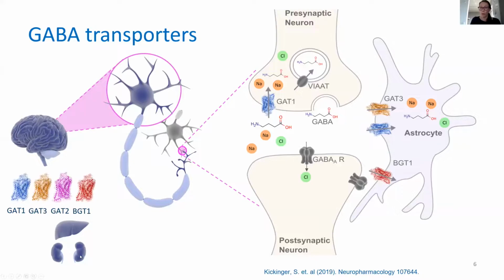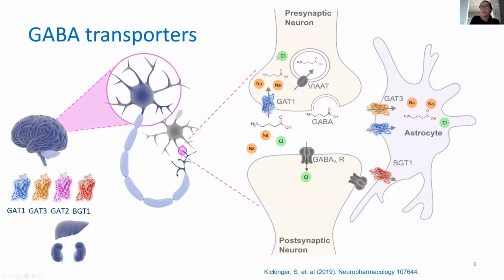When we want to look for the GABA transporters, we have to look at the synapse, so at the neurons and the synapse. The synapse is particularly where two neurons talk to each other. So we have the presynaptic neuron and the postsynaptic neuron. And the GABA transporters are particularly expressed in the presynaptic neurons.